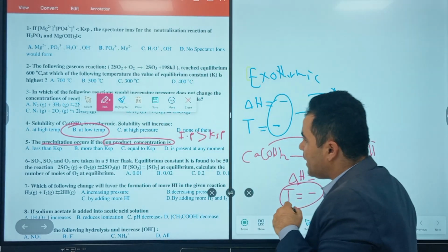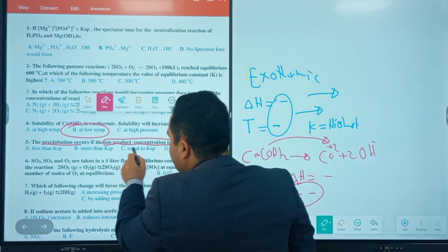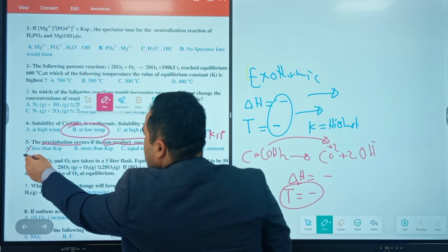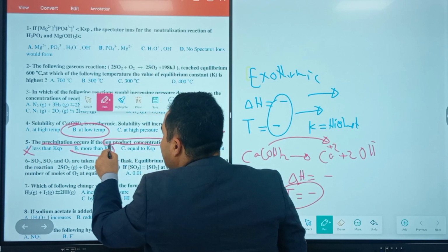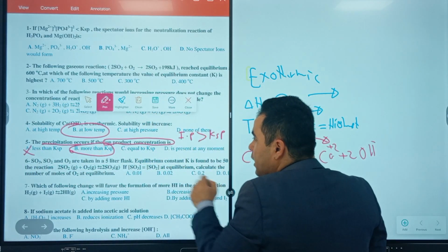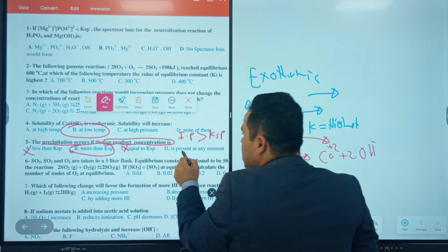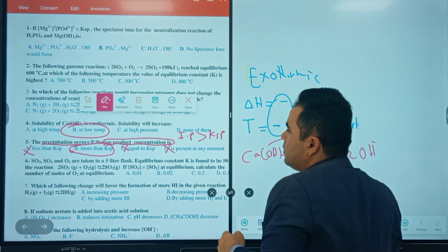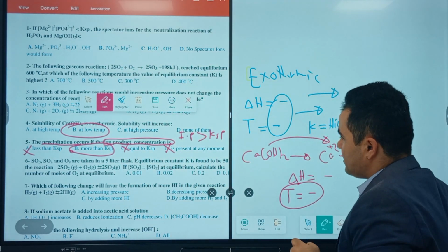IP must be higher than the KSP. So if IP is less than KSP, no. More than KSP, yes, B is correct. Equal to KSP, no. So B is the correct answer.